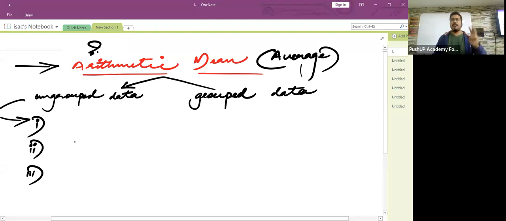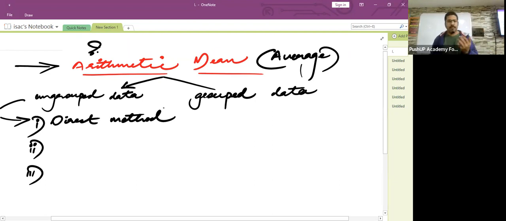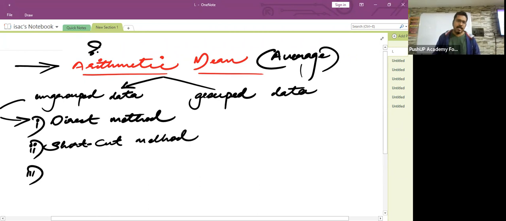By using three different methods, out of which the first method is the direct method. Have you heard of this method? The direct method. The second method with the help of which you can find arithmetic mean is the shortcut method. And the third method by which you can find arithmetic mean is known as the step deviation method.